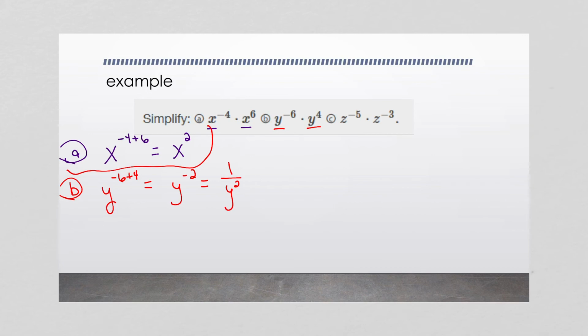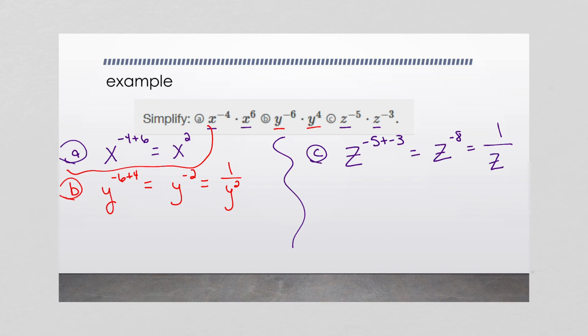All right, let's look at part C. We've got the same base, so let's add our exponents together. Z to the negative 5 plus negative 3, which is z to the negative 8, which is 1 over z to the 8th power. And that's it for that one.